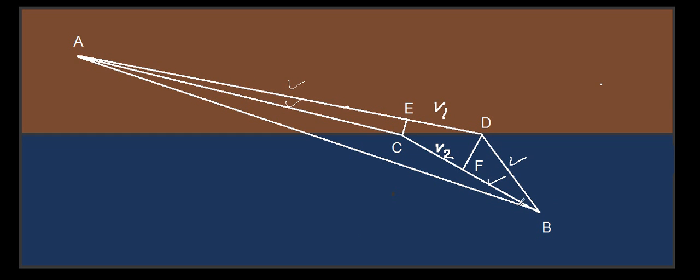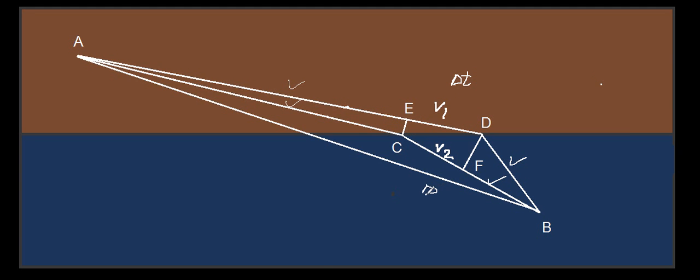Now we have to compare the time taken to move from E to D on the land and the time taken to swim in the water from C to F. Those two times are also the same. Let us say the time taken to move from E to D is delta t, and the time taken to swim from C to F is also delta t.